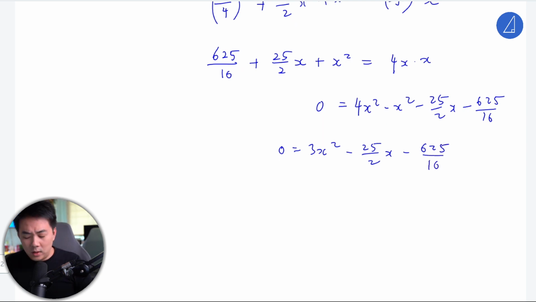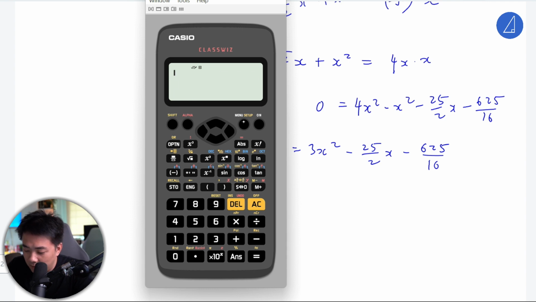So that will be 0 equals 3x squared minus 25 over 2 x minus 625 over 16. So let's just do a quick calculator check whether you have roots for this equation. Likely to have, because if it doesn't, it means something is wrong with your equation. So I'm going to use polynomial, degree of 2, then put in 3, negative 25 over 2, then minus 625 over 16. I pray and hope I get exactly. This is pretty good, a good sign.